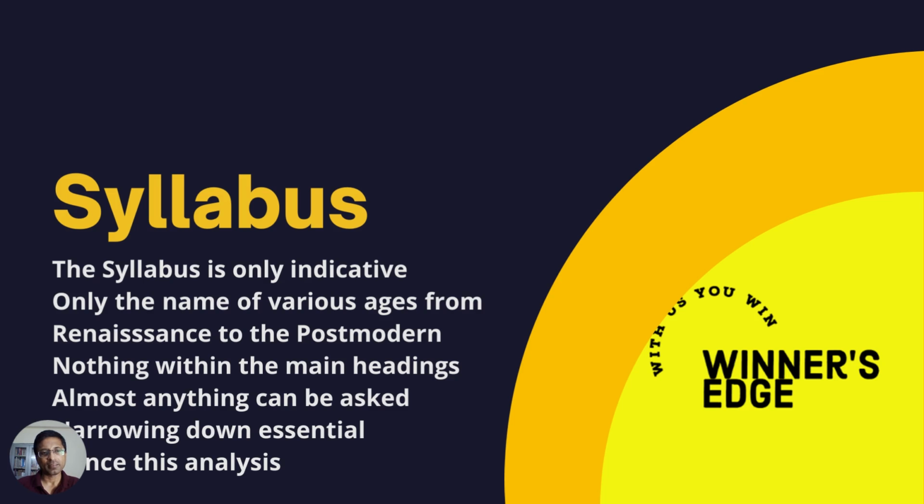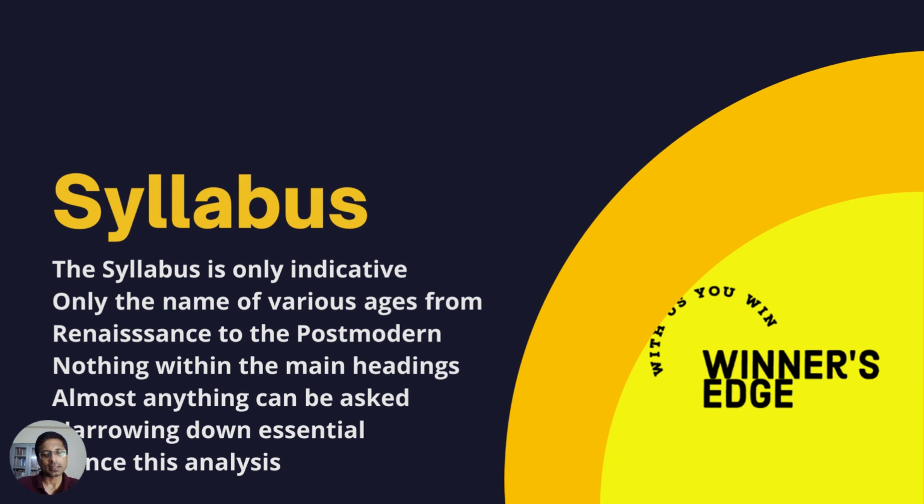When one looks at the syllabus of UPHESC, whichever advertisement we are talking about, it is a very indicative syllabus. In fact, for 46, 47, 50, 51, the syllabus of Unit 1 is the same. And in all of them, only the names of various ages from Renaissance to the postmodern are given, nothing else. No subheadings. What else you have to cover in them is not given at all.